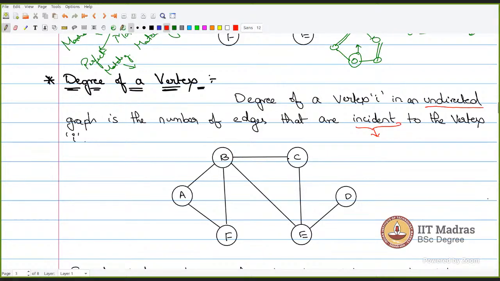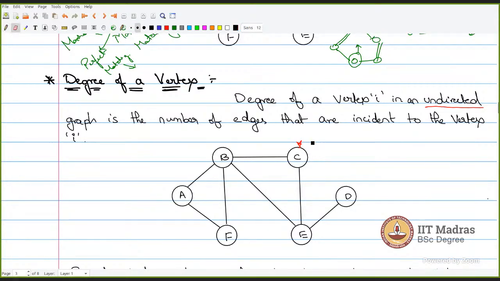So if this is the edge, this edge is incident with B. That means this particular edge has one endpoint as B. So that is what incident is. Adjacent, incident, these are all terminologies of graph theory. So you just have to count the number of edges that are actually connected to this vertex. Now quickly tell me, this is an undirected graph, what is the degree of vertex C?